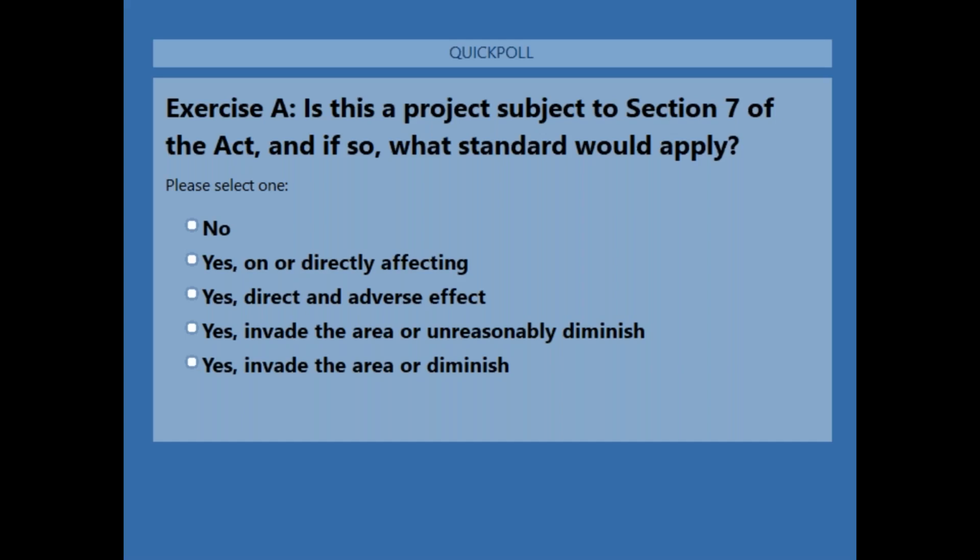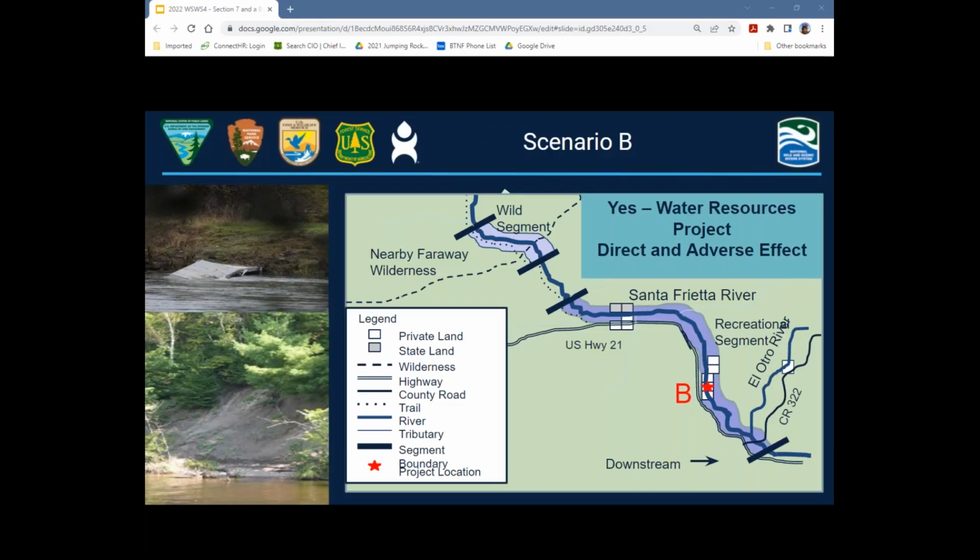The next scenario is a proposal by a private landowner. Yes, ma'am. Sorry to interrupt. Your poll looks like it took over your slideshow. So now we can't see. You might have to exit the poll. There we go. Now we're back in it. Are we back on track? Okay. That was scary. Forget that happened. We're blaming it on Jim.